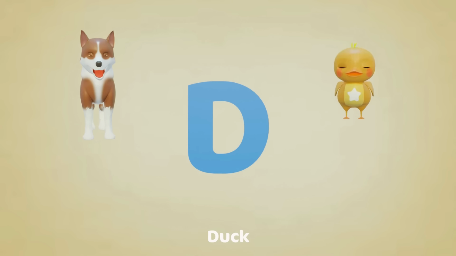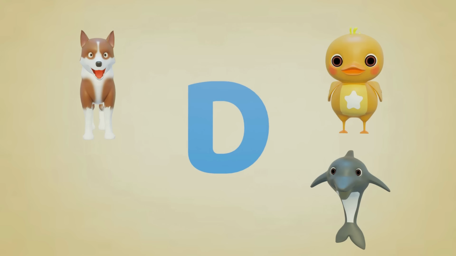So, kids, how many words we learned today which starts with the letter D? D is for dog, duck, and dolphin.